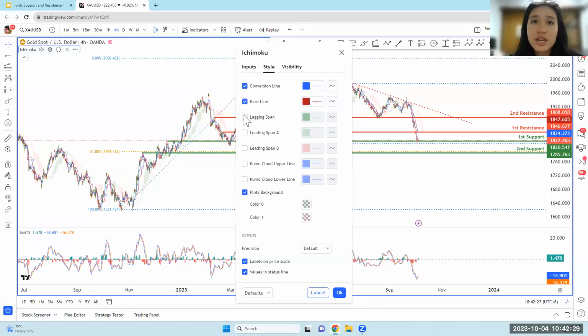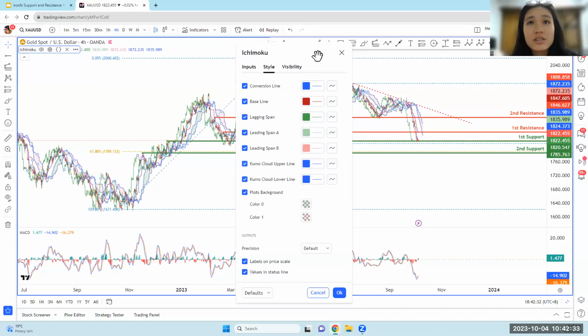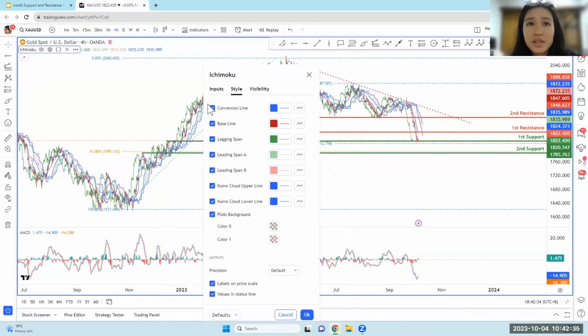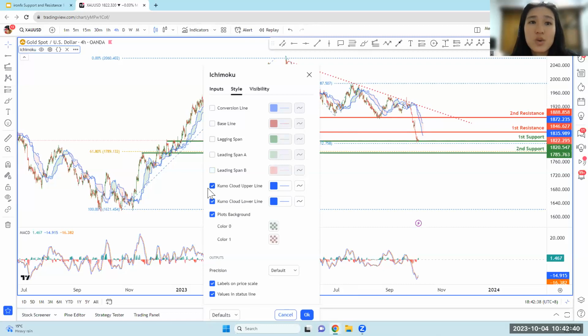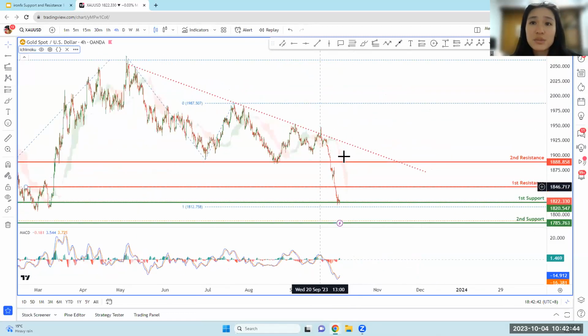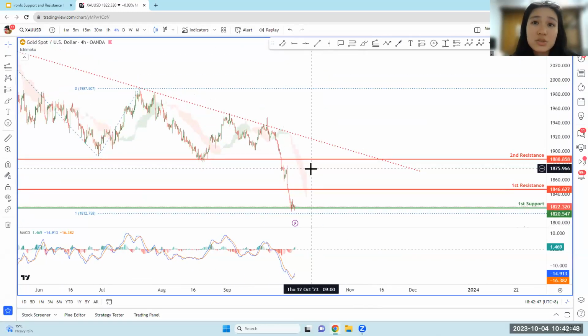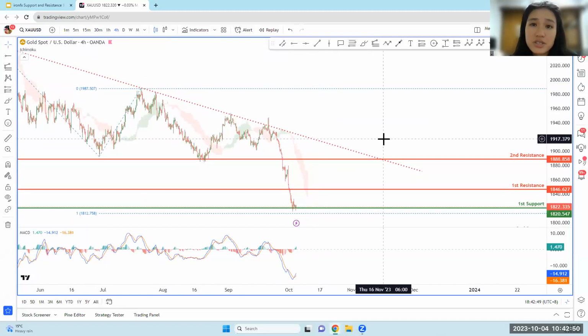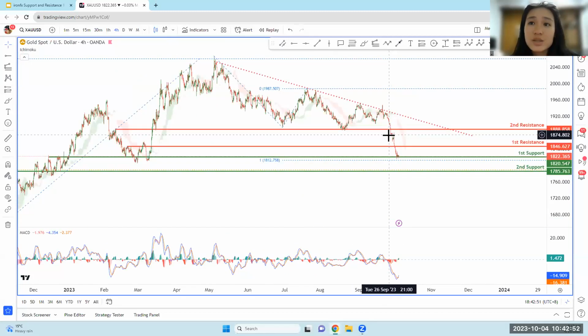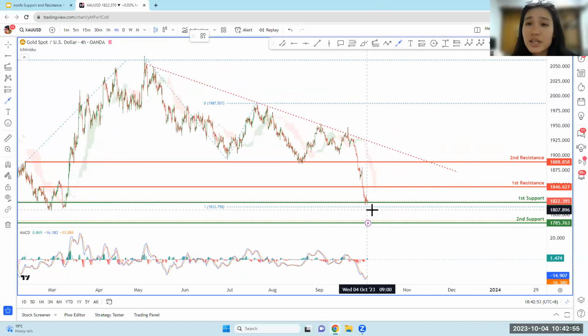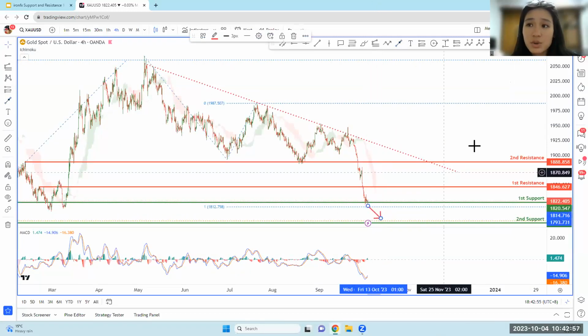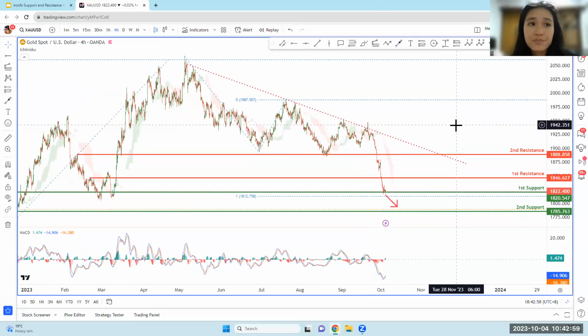Okay, because if you look at all of the lines, which you can as well, but it is a little bit messy. Okay, so I like to just look at the clouds because at one glance, you can see exactly what the signals are. So if price is moving below the Ichimoku cloud like it is here, price is moving below the Ichimoku cloud, so it is a bearish signal. Okay, so it supports our analysis that price is likely going to continue to drop from the first support down to the second support.